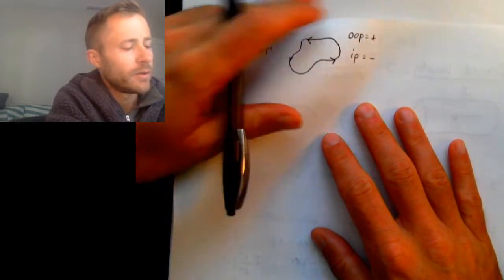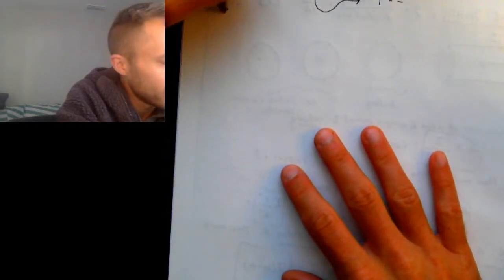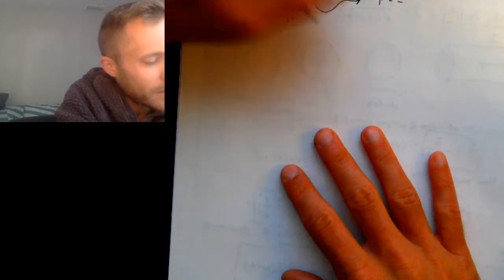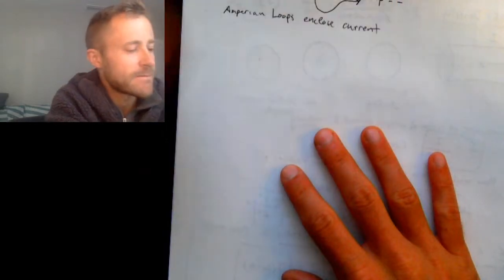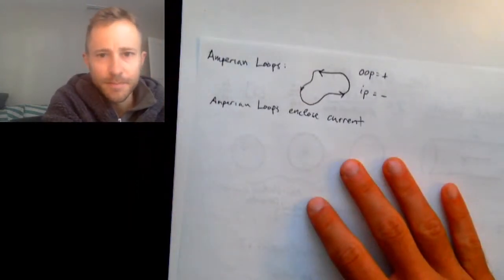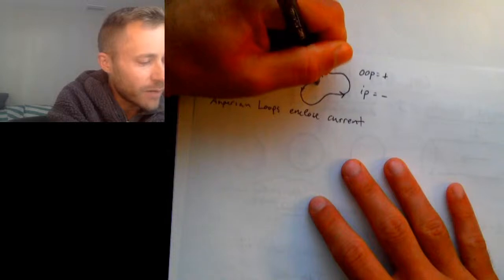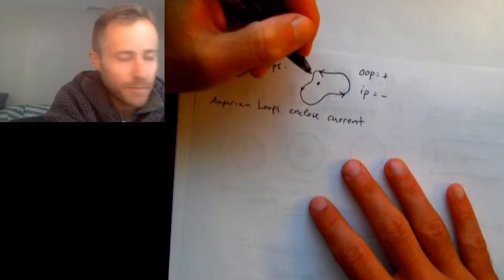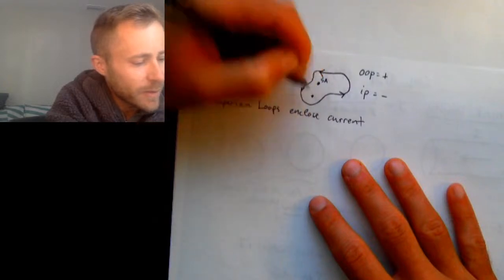So the thing about Amperian loops is that they enclose current. What if I have this Amperian loop, and a number of currents? I have this current, and that current is a dot, so that's an out of the page current. So this is 5 amps. This is 2 amps.